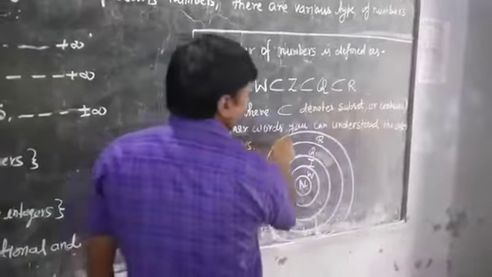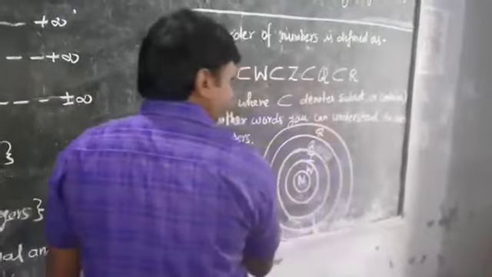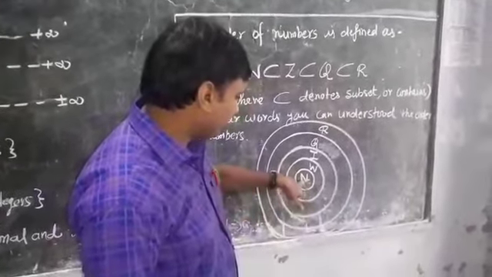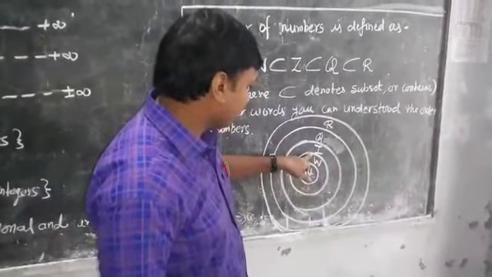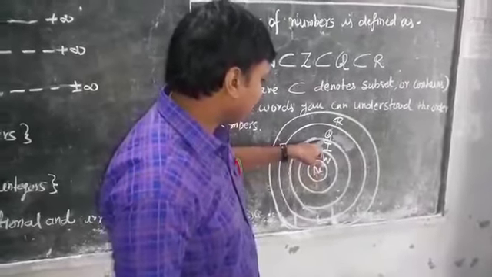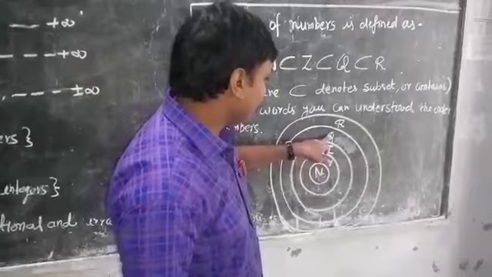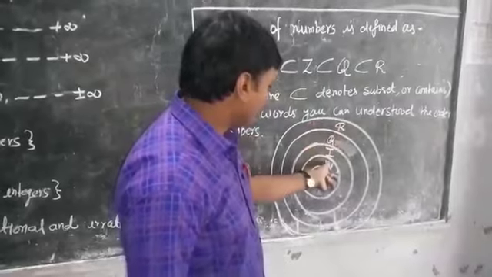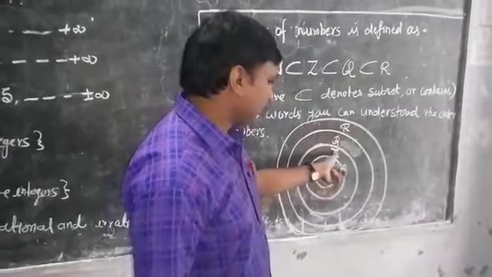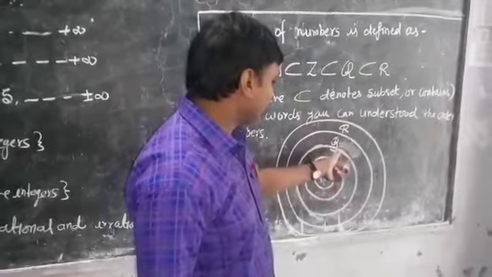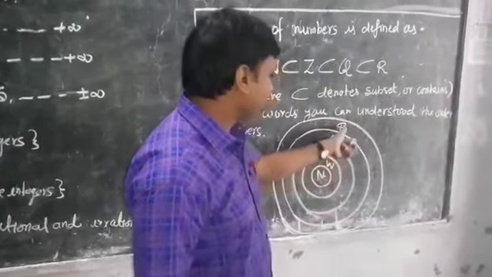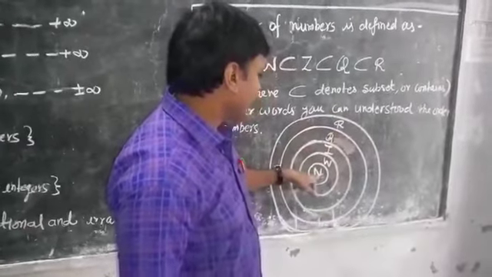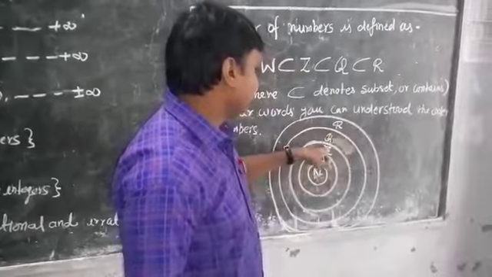In other words, we can understand the order of numbers through the circles shown on the blackboard. The first circle represents natural numbers, the second circle represents whole numbers, the third circle represents integers, the fourth circle represents rational numbers and the fifth circle represents real numbers. That is, whole numbers contain natural numbers, integers contain whole numbers, rationals contain integers and reals contain rational numbers. R contains all the numbers, that is natural, whole, integer, rational.